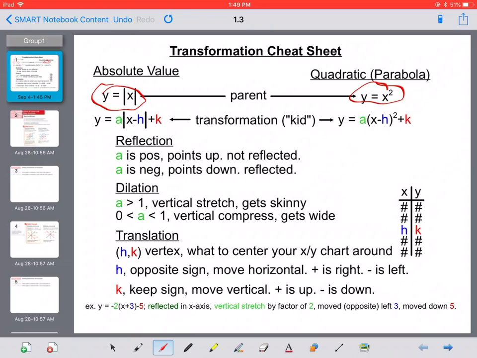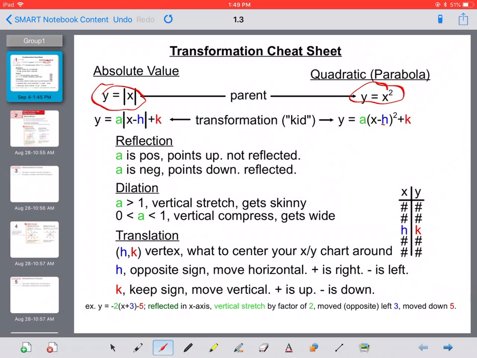H is the tricky one. H for horizontal, H and H match up, but you have to take the opposite sign. There's already a negative in front of the H, so it changes the sign of whatever H is. So I always think of it as opposite to get out. If you hop out of the absolutes or you hop out of the parentheses of the squared, you've got to opposite the sign that you're dealing with.